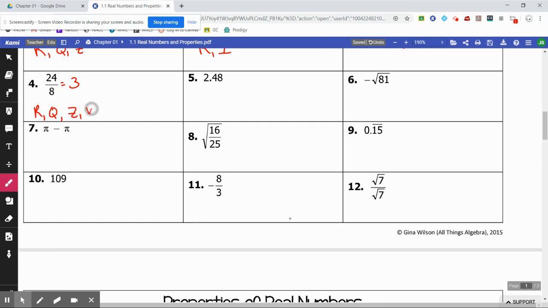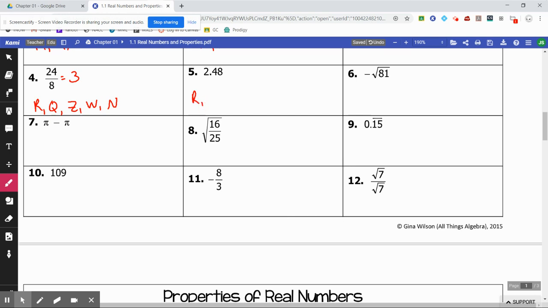It is a whole number, and it is also a natural number. It's all of the above. So there you go. 2.48 is real.